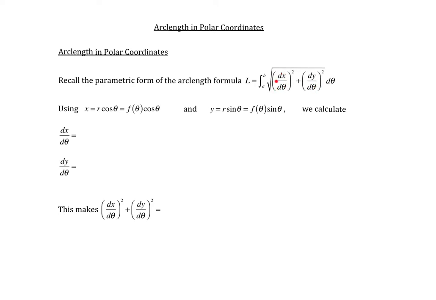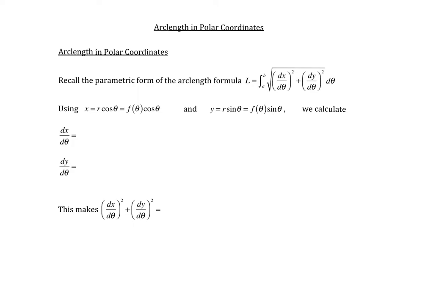So we took the derivative of x with respect to theta, square that, the derivative of y with respect to theta, square that. This thing kind of looked like a Pythagorean theorem with first derivatives inside there. Okay, so what we want to do is derive a formula for arc length, but working with polar coordinates.